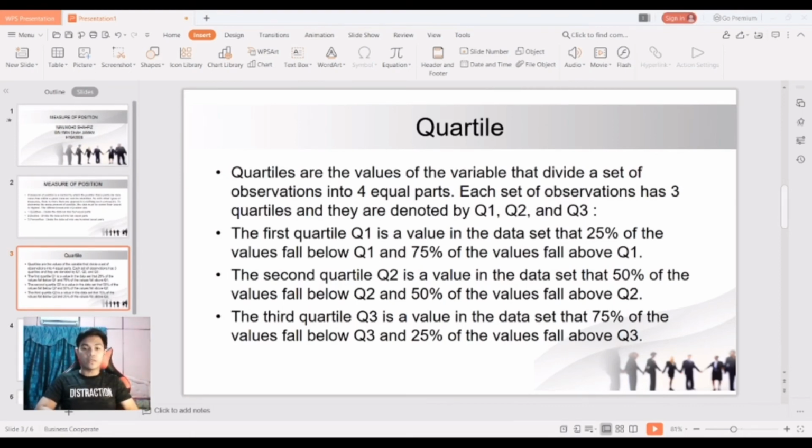The first, Q1, is a value in the data set where 25% of the values fall below Q1 and 75% of the values fall above Q1. The second, Q2, is a value where 50% of the values fall below Q2 and 50% fall above Q2. And the third, Q3, is a value where 75% of the values fall below Q3 and 25% of the values fall above Q3.